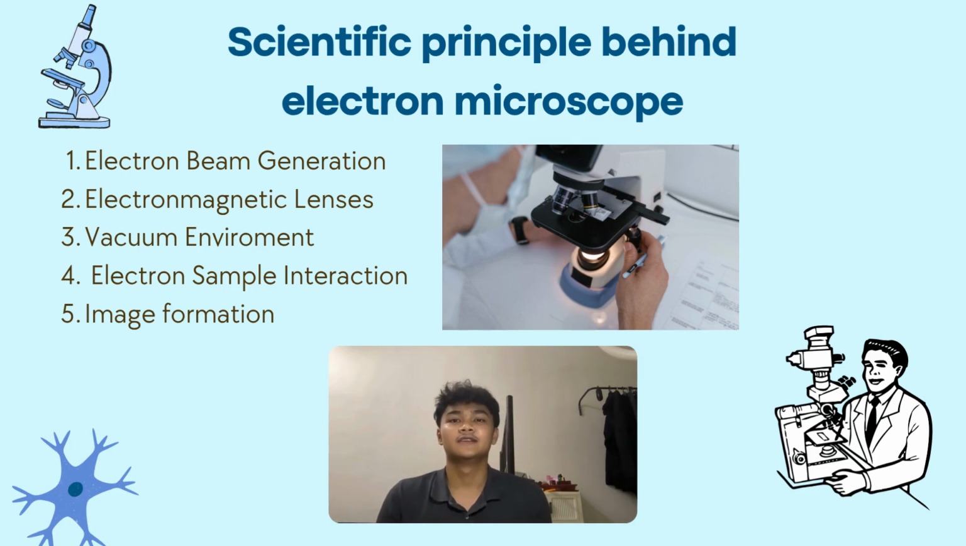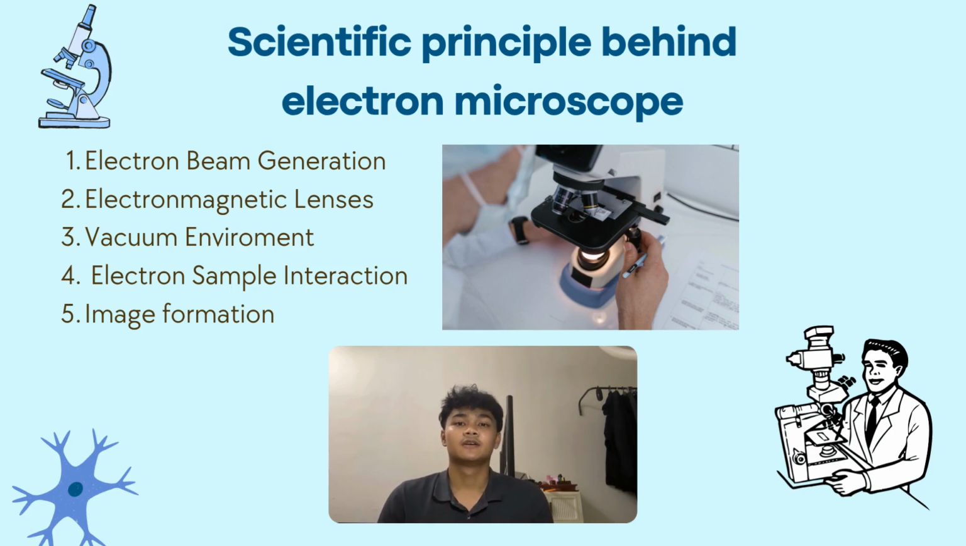Number 2, electromagnetic lens. Since we are not using light, regular glass lenses won't work. Instead, we use electromagnetic lenses to focus and control the path of the electron beam. Next one, vacuum environment. This entire process must take place inside a strict vacuum. Without it, the electrons will collide with air molecules and scatter, ruining the image.